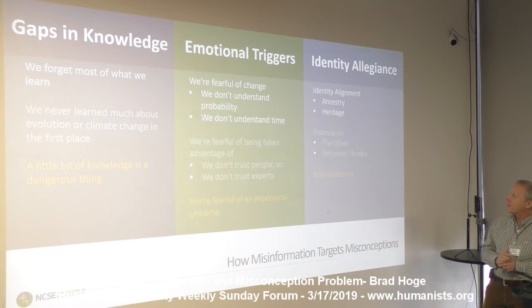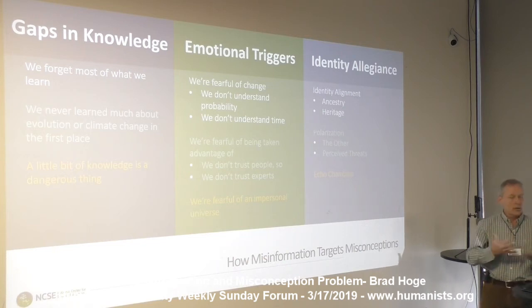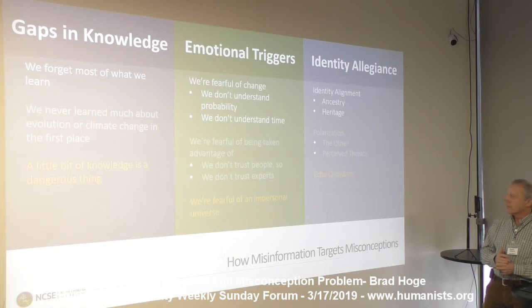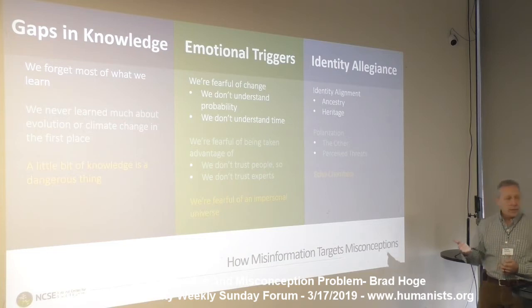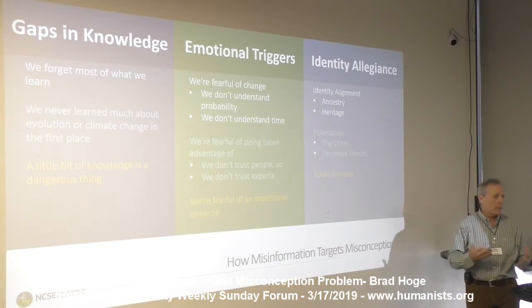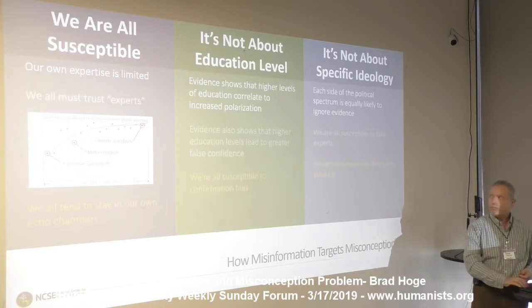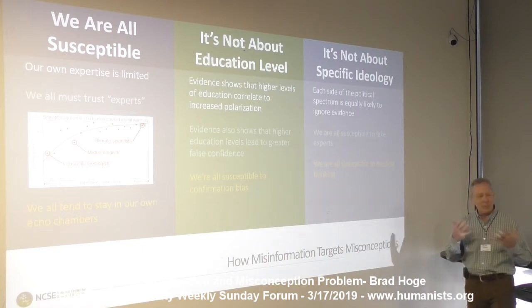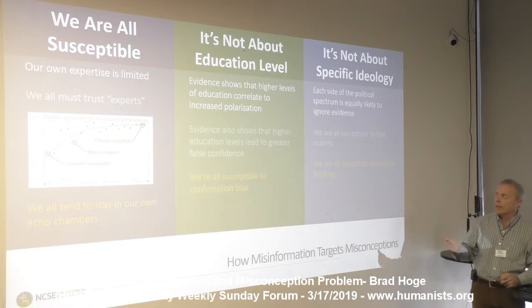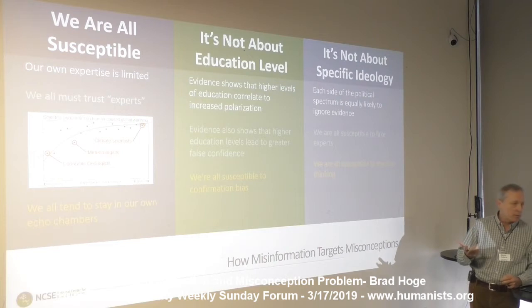Identity, allegiance, as I mentioned before, we do tend to align ourselves with certain things. Some of this is ancestry and heritage. Most of this in the modern world, in our modern culture anyway, is the result of political ideation as well as religious ideation. And we end up in our own echo chambers, and we don't listen to people from the other side. So what I want to get to, what I would just sort of jump the gun on here, was this slide, and that we are all susceptible to this. Because I really do want to make this point.